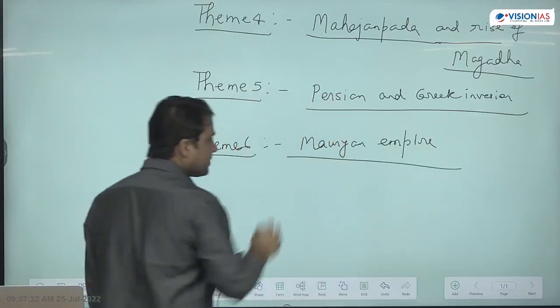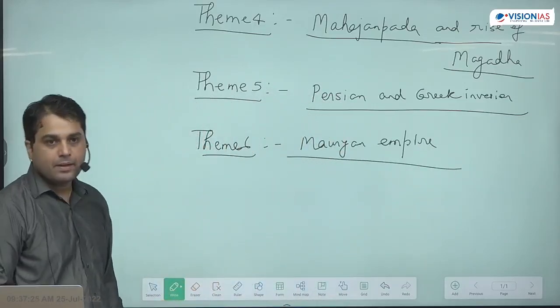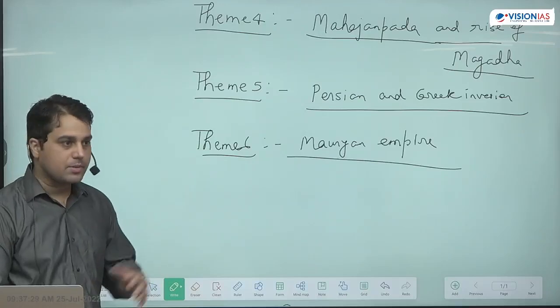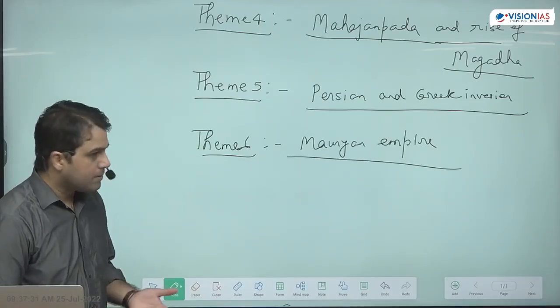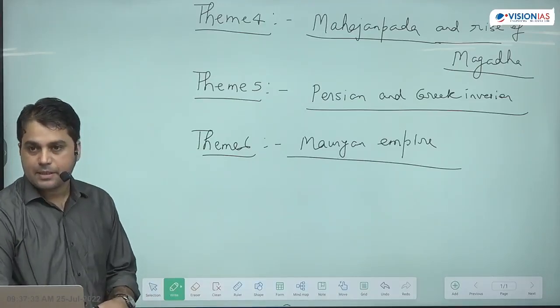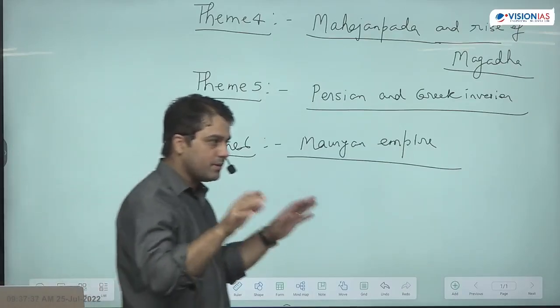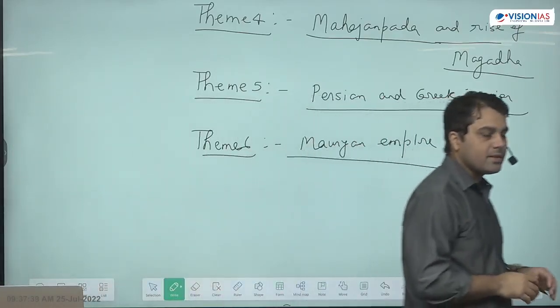So Mauryan Empire starts with Chandragupta Maurya, and the first three rulers are the most important ones, where we will focus a lot. Chandragupta Maurya, Bindusar and Ashok, especially Ashokan inscription and the entire idea of Ashoka's Dhamma. We are going to have a lot of discussion surrounding that.